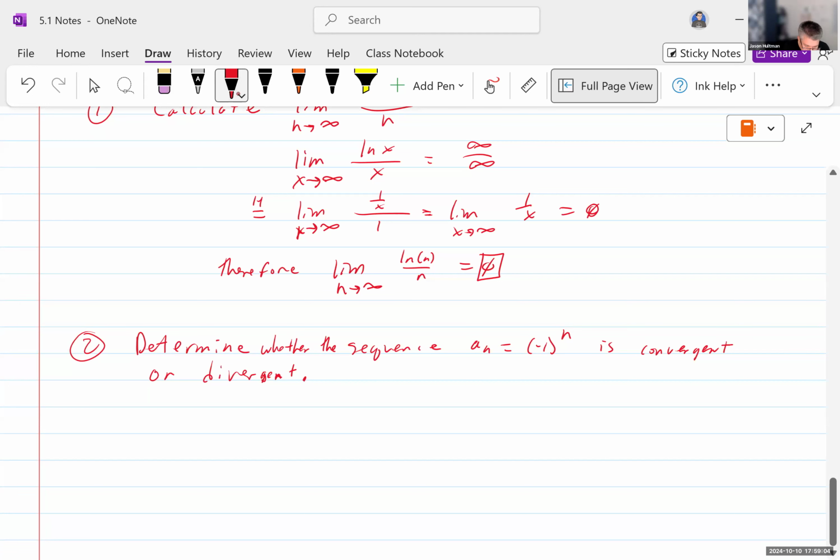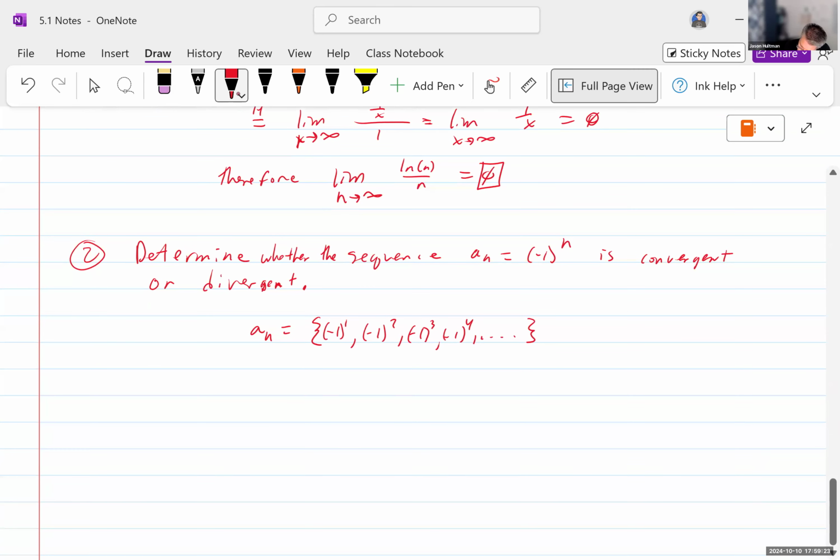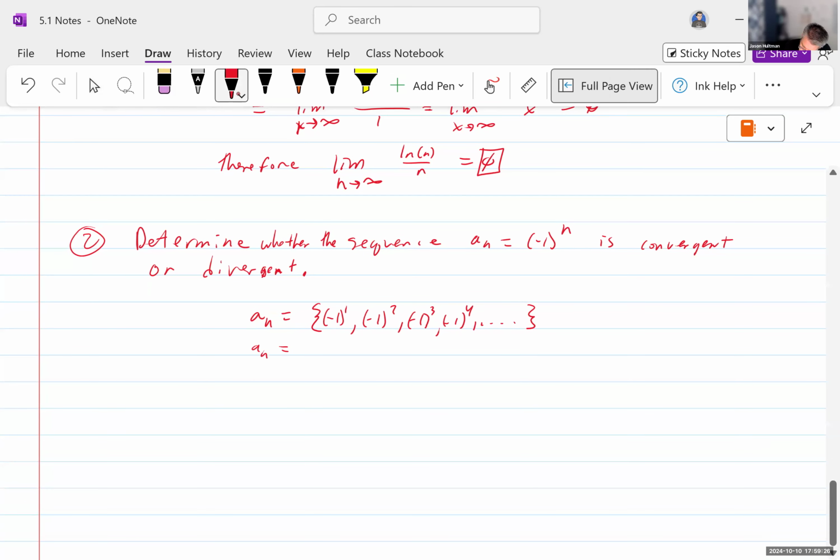Okay, so let's write out the first few terms of this sequence and see what happens. So this becomes -1 to the 1, -1 squared, -1 cubed, -1 to the 4th, and so on. So this is equal to -1, +1, -1, +1, -1. So all it's doing is just oscillating back and forth between -1 and 1.